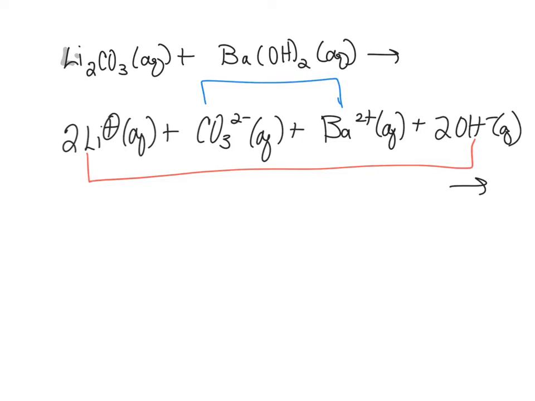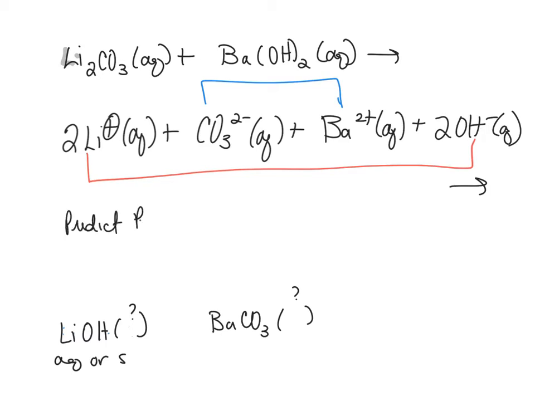And then when I mix these, when lithium hydroxide comes together, that would be LiOH, and it would just actually be 1, right? So when they come together, is that soluble or not? We have to make the decision what goes into the parentheses. And when we bring barium carbonate together, we have to decide whether it's going to be aqueous or solid on the product. So this is predicting the products, the next step.